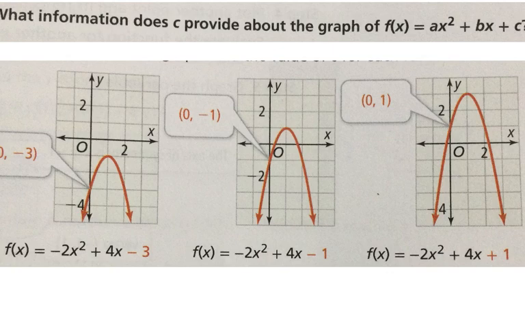So what's different about these three functions? The only thing that's changed in every one of them is the K, or the C. Remember, we're in standard form: ax squared plus bx plus c. So the A term and the B term are the same in all the graphs. All that's changed is the C term, from 1 to -1 to -3.